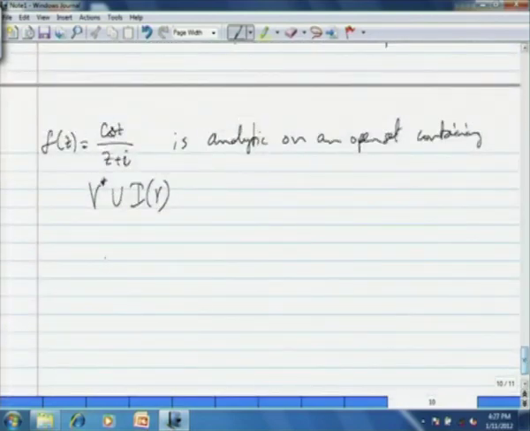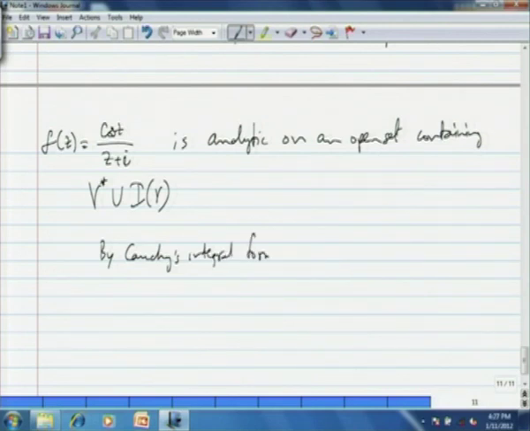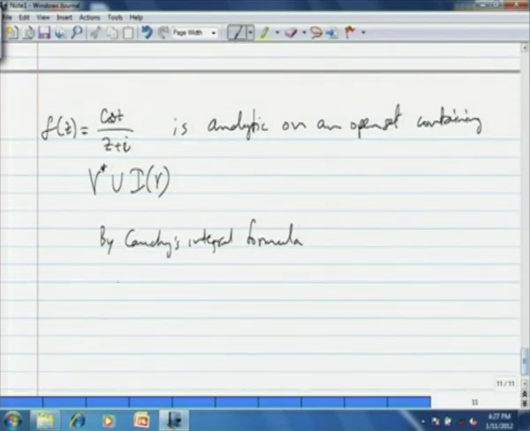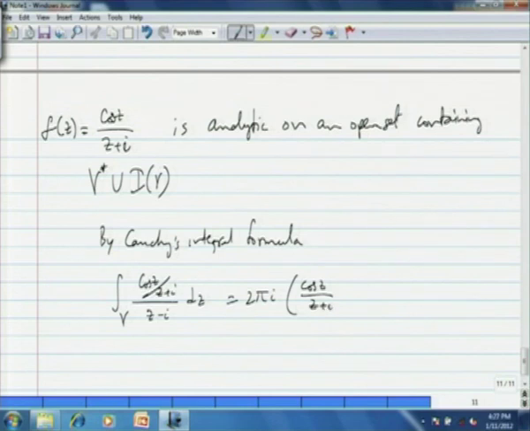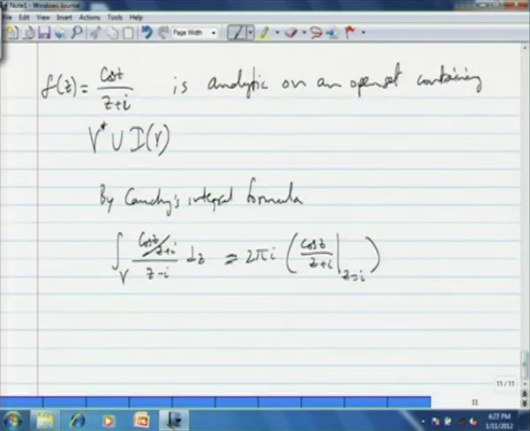So, by Cauchy's integral formula, since i is on the inside of gamma, this integral of cos z by z plus i by z minus i dz is 2 pi i times the value of the function cosine z by z plus i evaluated at z equals i. That is your value of the integral. So, this is 2 pi i times cosine i by 2i.